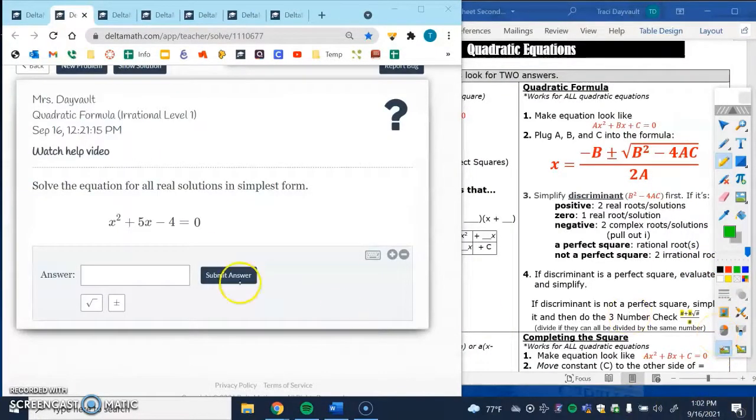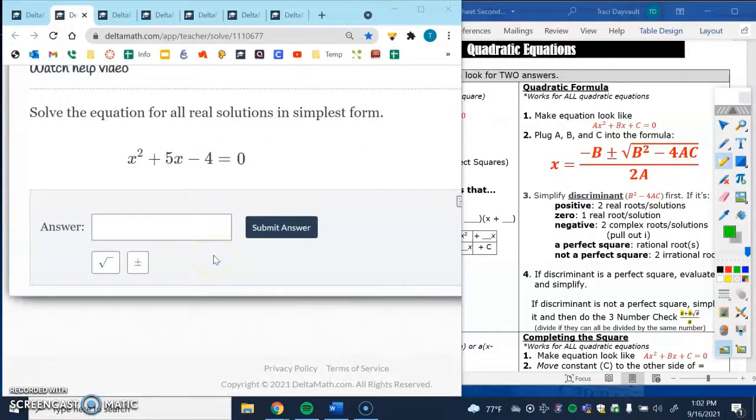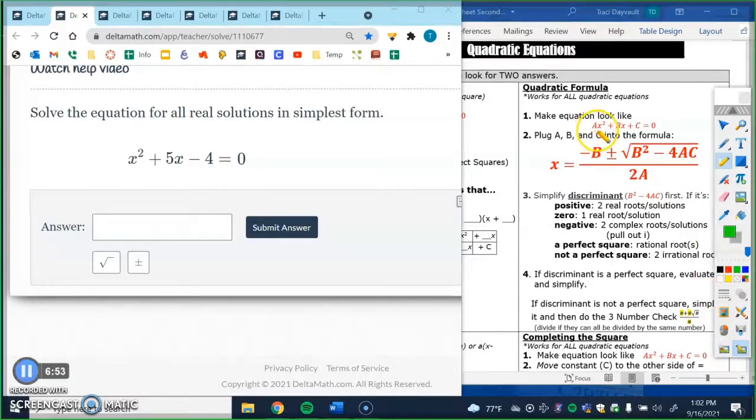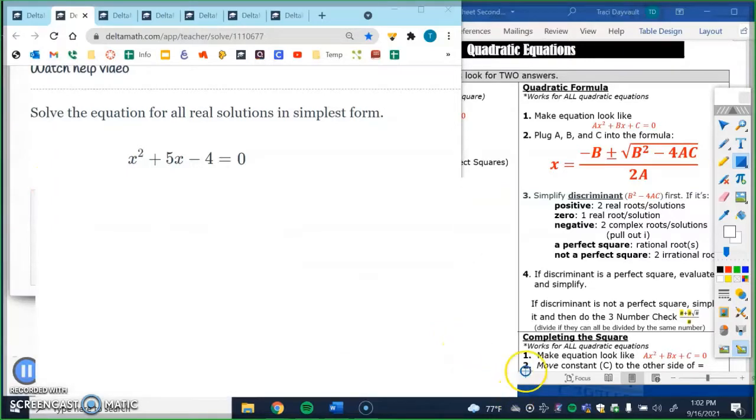Okay, next let's look at this one. It's going to be a little bit different, and it says solve for all real solutions. We're using the quadratic formula here, so you've just got to have that formula memorized. Step 1. Make it look like ax squared plus bx plus c equals 0. And look at that, it already is in that form.